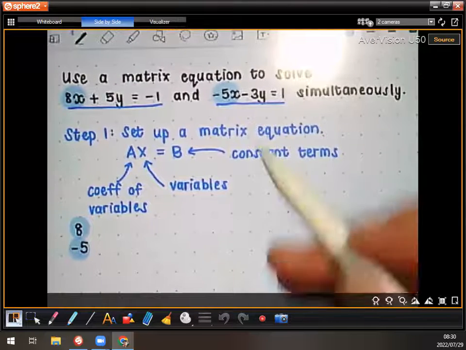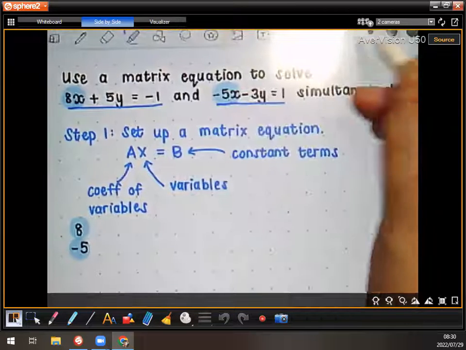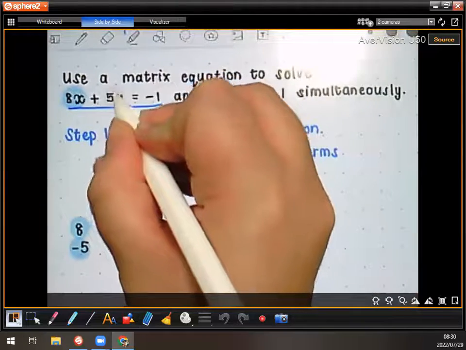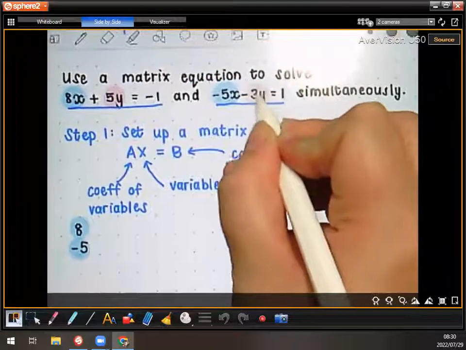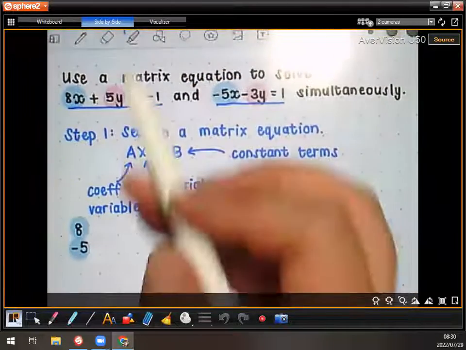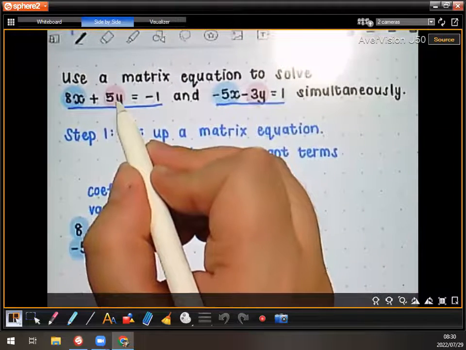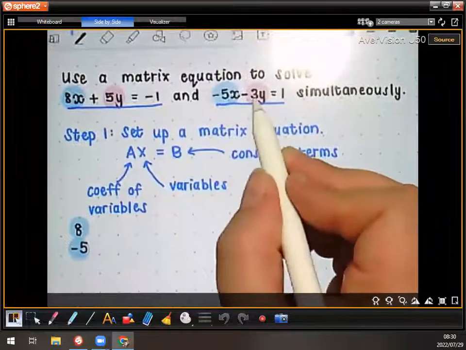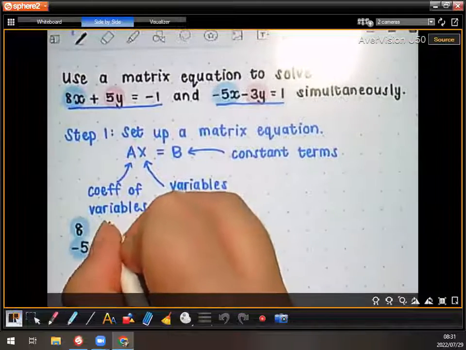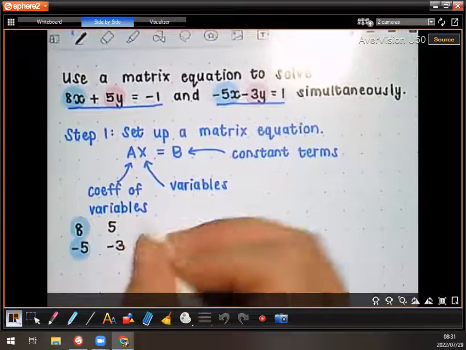Okay, then we're going to put the coefficients of y in both equations again underneath each other. So we're going to see now, I'll show you why we do that. So the coefficient of y in the first equation is 5, in the second equation, negative 3. So we do 5 and then negative 3.